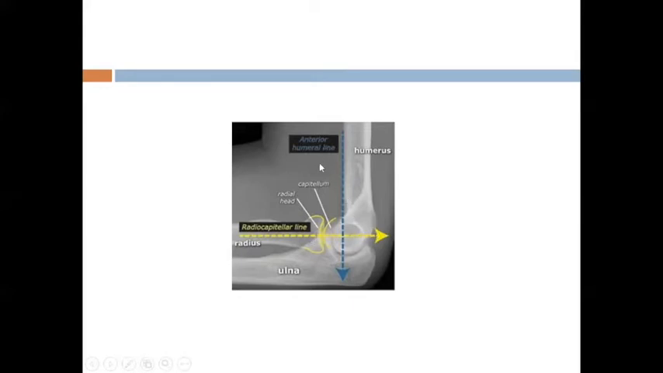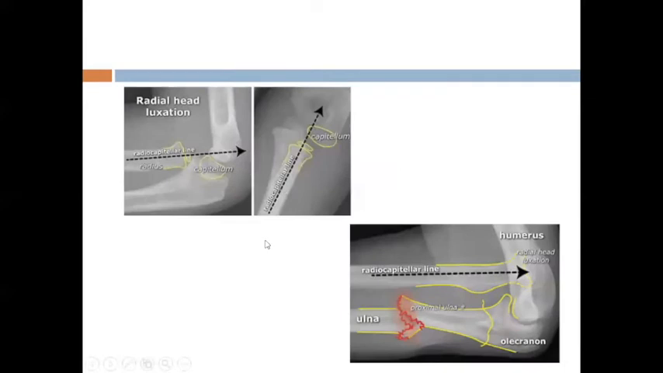This is the second and third thing regarding elbow radiology. The first thing was regarding the anterior fat pad, which is also called the sail sign, and the second thing is the posterior fat pad. Coming to elbow radiology, the first one is fat pad, second one is anterior humeral line, third one is radiocapitellar line, and the fourth one is regarding ossification.